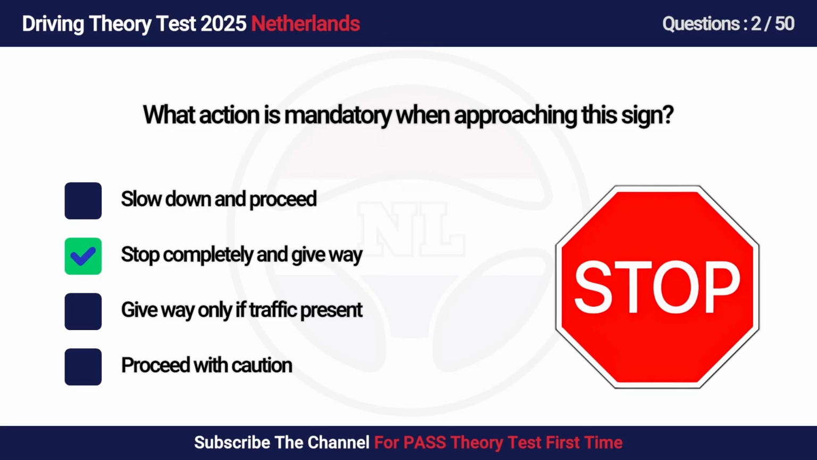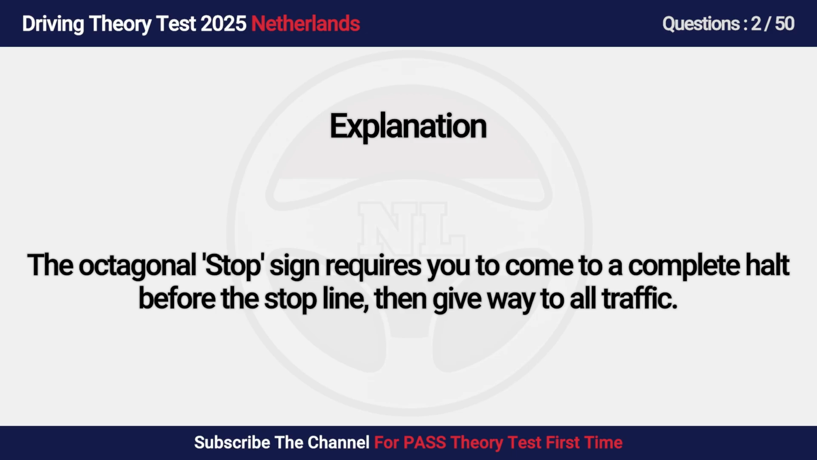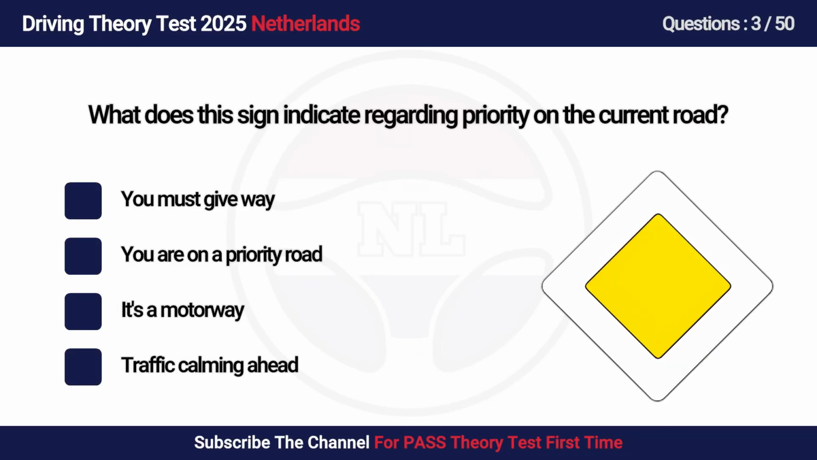Answer is B. Stop completely and give way. The octagonal stop sign requires you to come to a complete halt before the stop line, then give way to all traffic. Question 3. What does this sign indicate regarding priority on the current road?